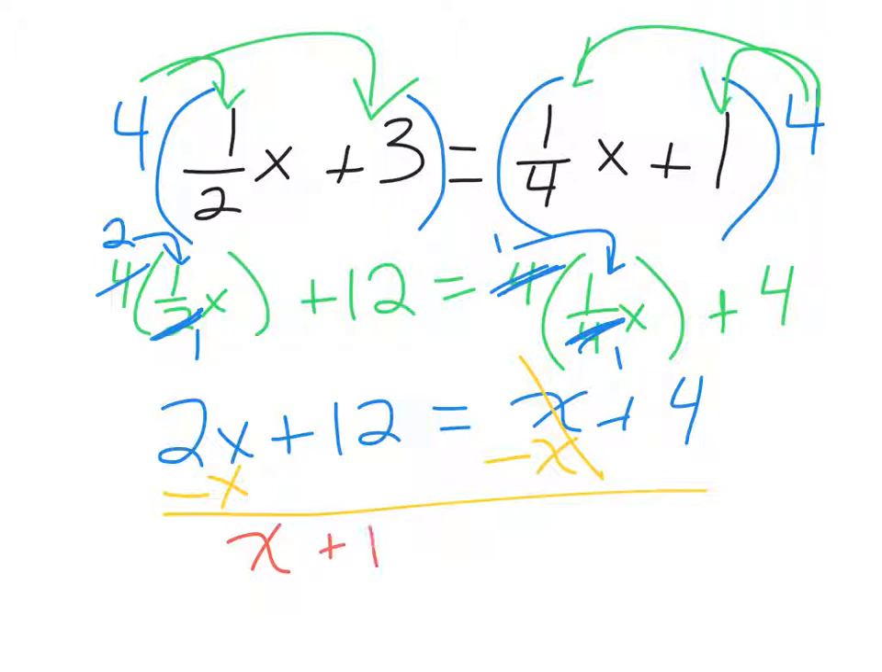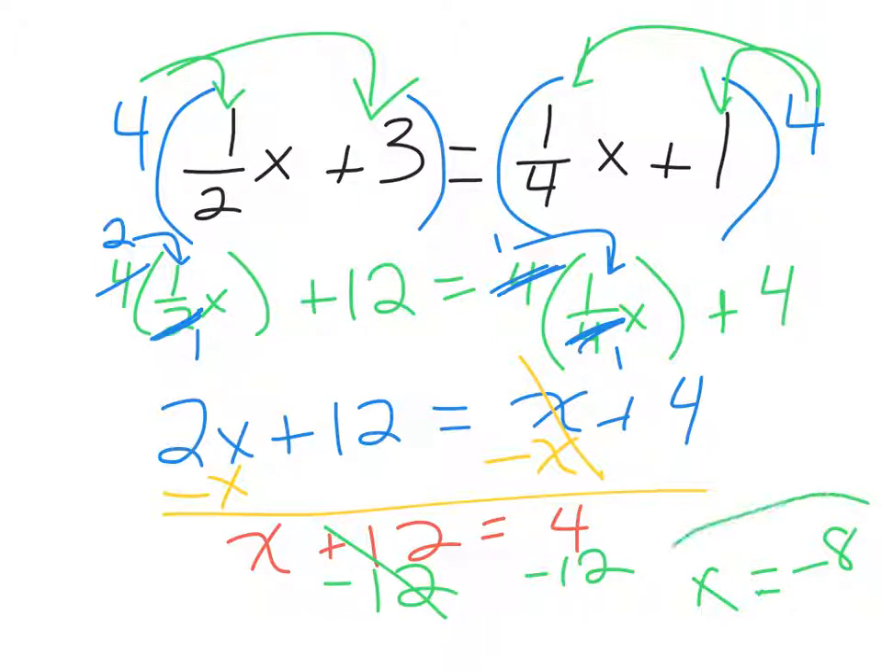So I'm left with x plus 12 is equal to 4, but since I need to get x by itself, I'm going to subtract the 12 in order to cancel that out, but I need to do the same thing to both sides. So therefore I will be left with x is equal to negative 8. And that's where that answer comes in.